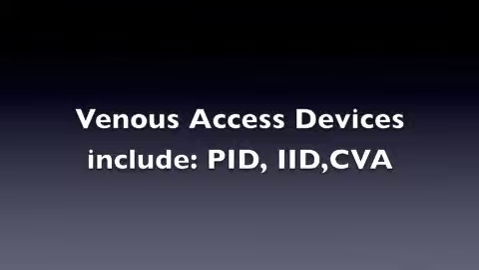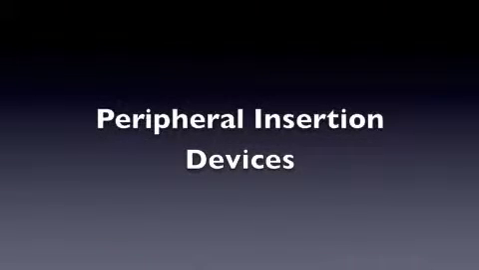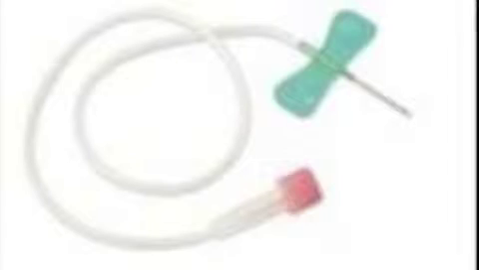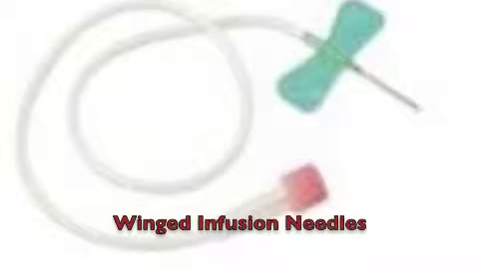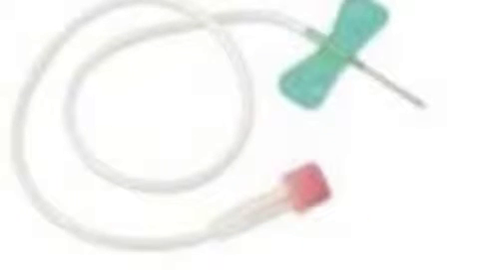There are three types of venous access devices that we will be looking at today. First, we will look at peripheral insertion devices, then intermediate infusion devices, and finally, central venous access devices. One of the most commonly used PIDs are winged infusion needles. They are usually for short-term therapy or if you're going to use it on a child or an infant.